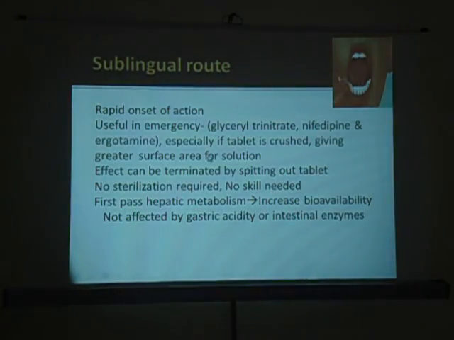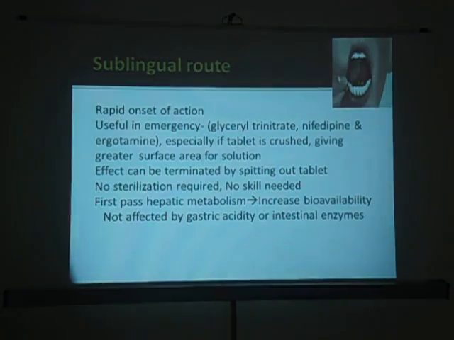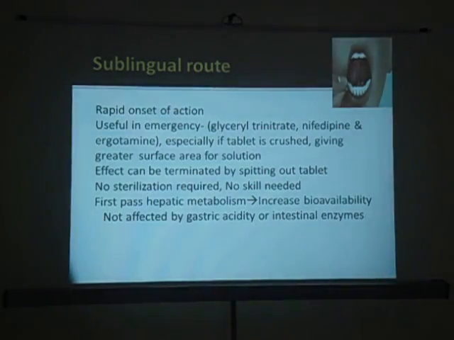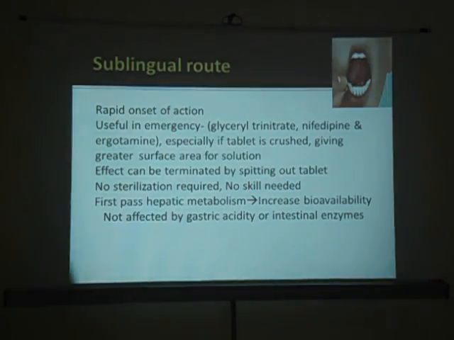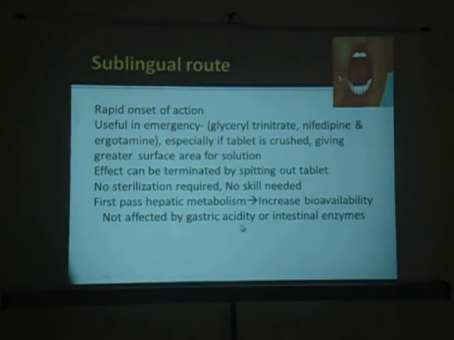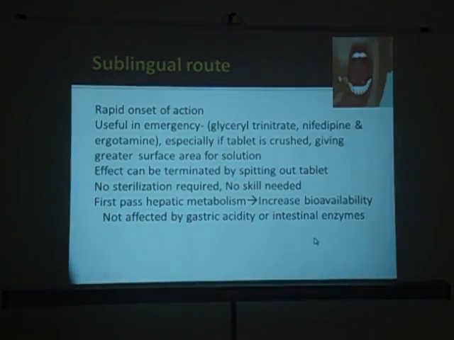Do we need sterilization? Sterilization is not that much required, because orally or any other enteral route, oral, rectal, or this sublingual route, there are local factors which have some antibacterial action, and also when it is not injected directly into the systemic circulation, the sterilization may not be that important. So that is one point. First pass metabolism is bypassed. It is directly entering the systemic circulation. So first pass hepatic metabolism is bypassed, meaning bioavailability will naturally increase, and it is not affected by gastric acidity and intestinal enzymes because it is not at all entering that route.